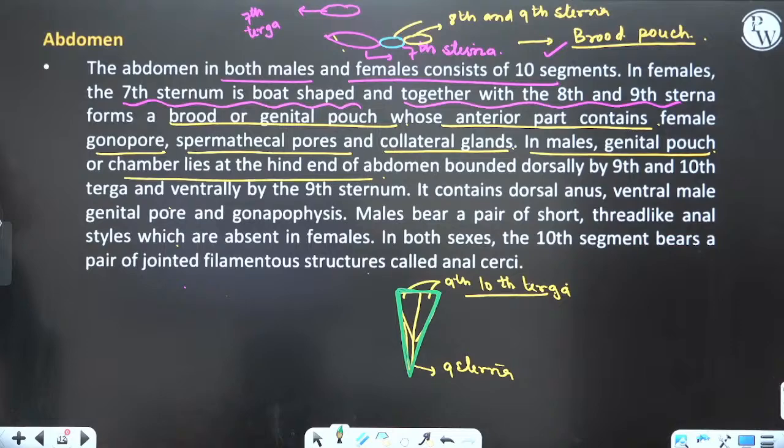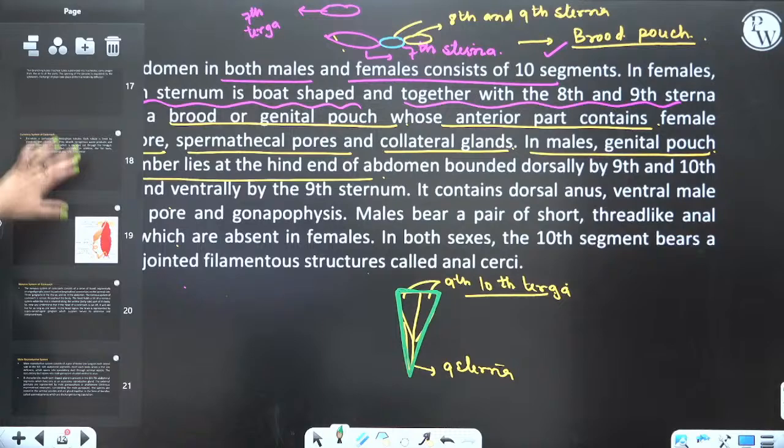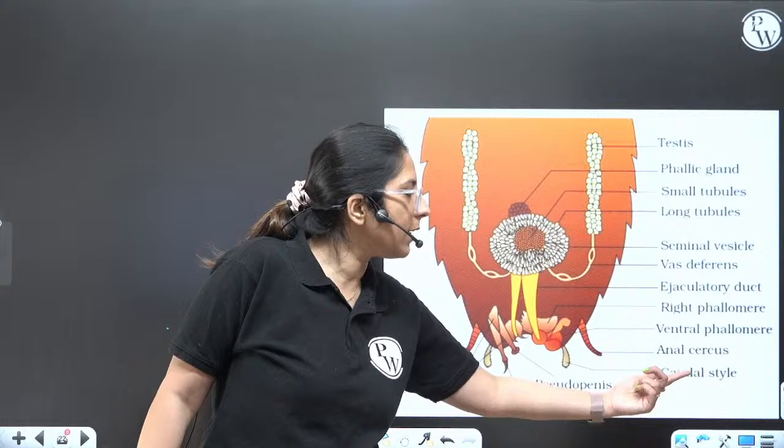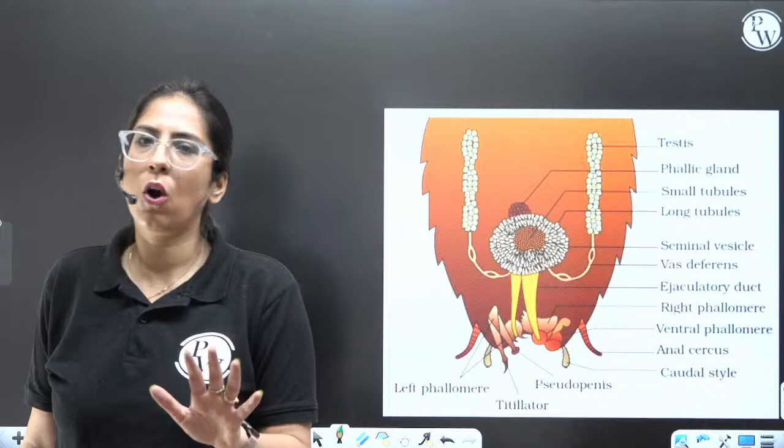Now here, in case of male, let's have a look. What all things can you see? See. Here you will see, this is a pouch. This is a pouch-like structure present at the posterior part of the body. Here phallomeres are there, titillators are there, pseudopenis is there, a caudal style that I'll show you, the anal sulcus, phallomeres, etc. All these are present, and their function is copulation. So they help in copulation.